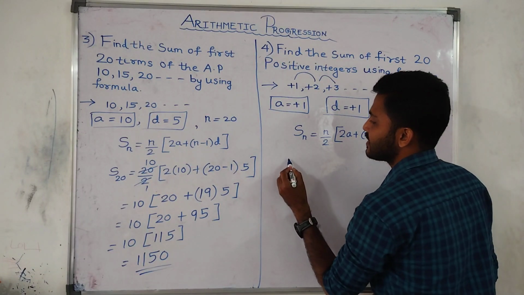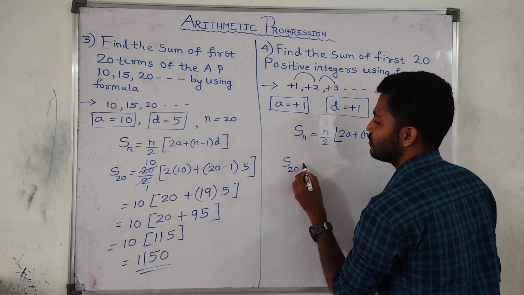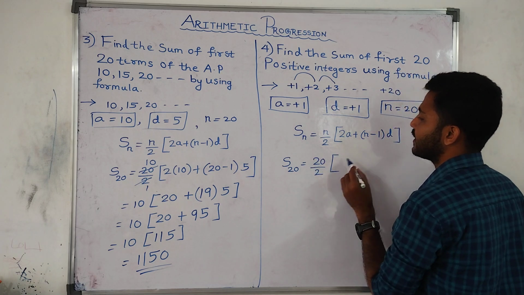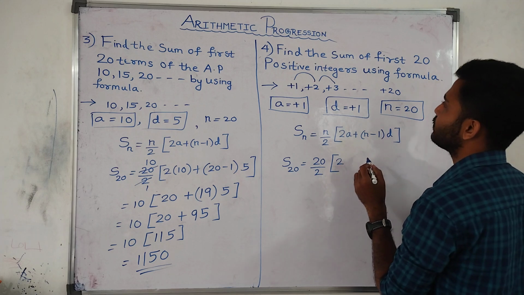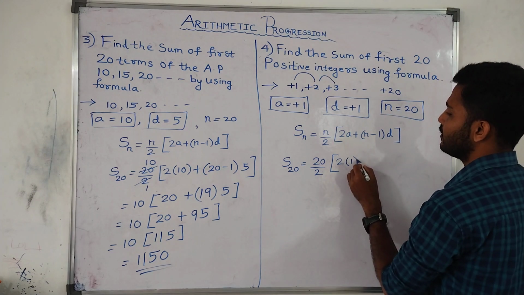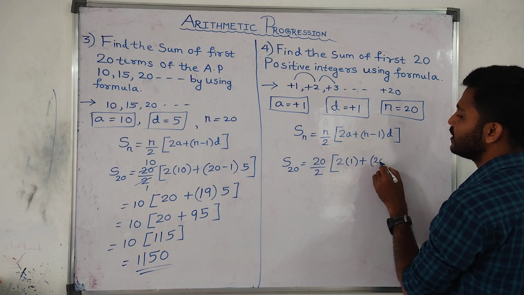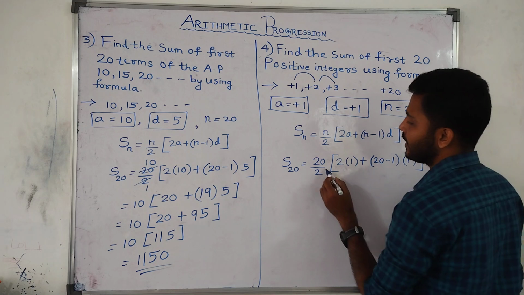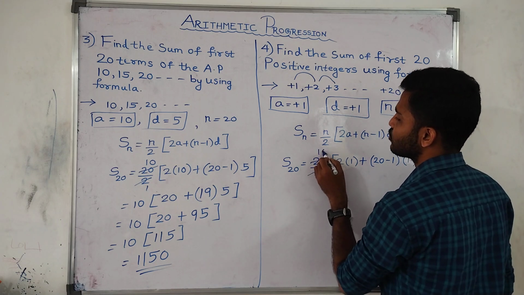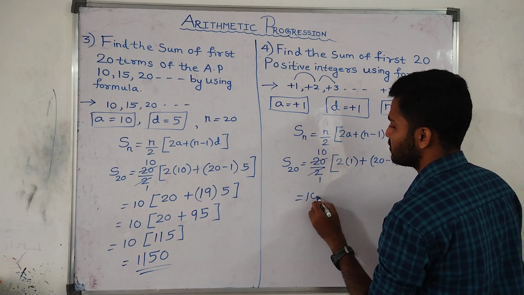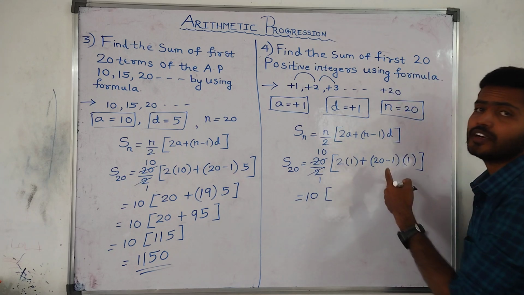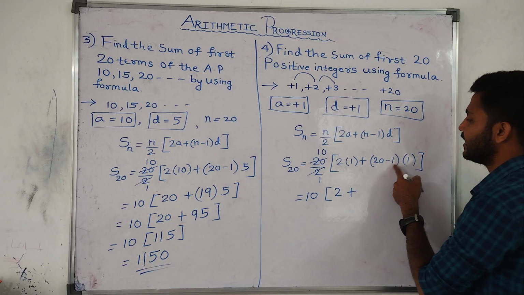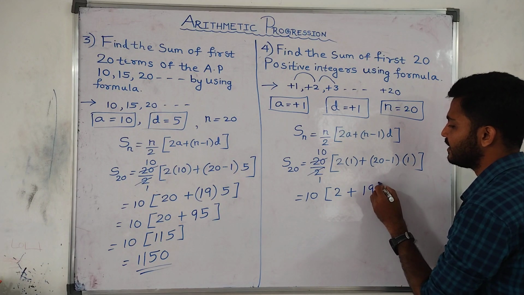Yes. So S20 is equals to 20 divided by 2 into the bracket 2 into what is A? It is 1. Then n is 20 minus 1 into what is D? It's again 1. So we can cancel out 2 1 times, 2 10 times. This is going to be 10 outside the bracket. 2 into 1, very simple, 2. Then 20 minus 1 is 19. 19 into 1 is 19.